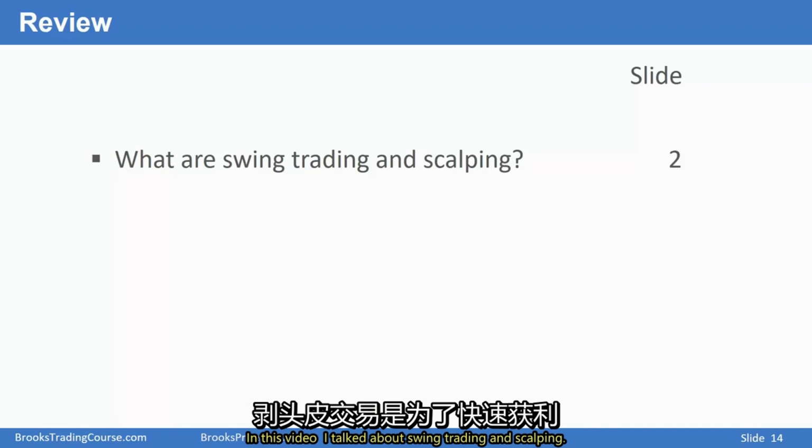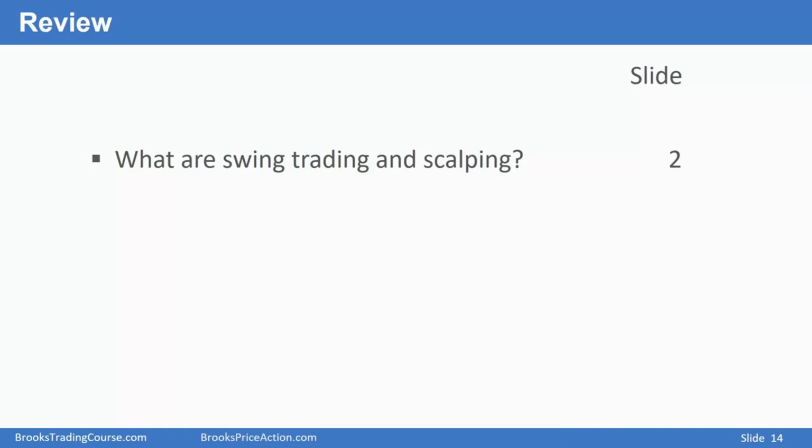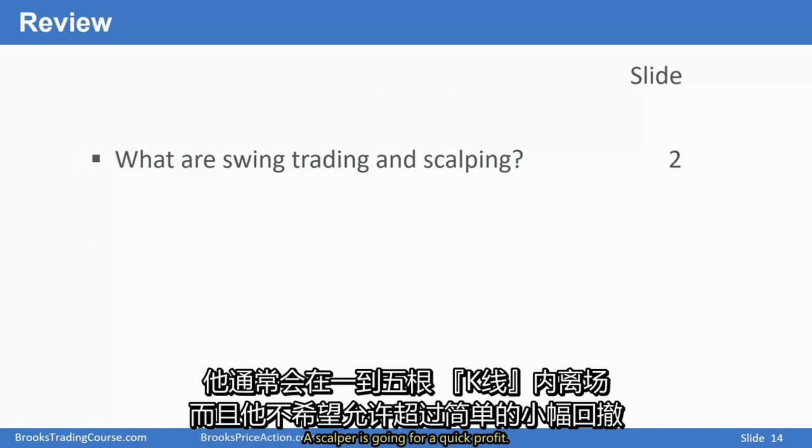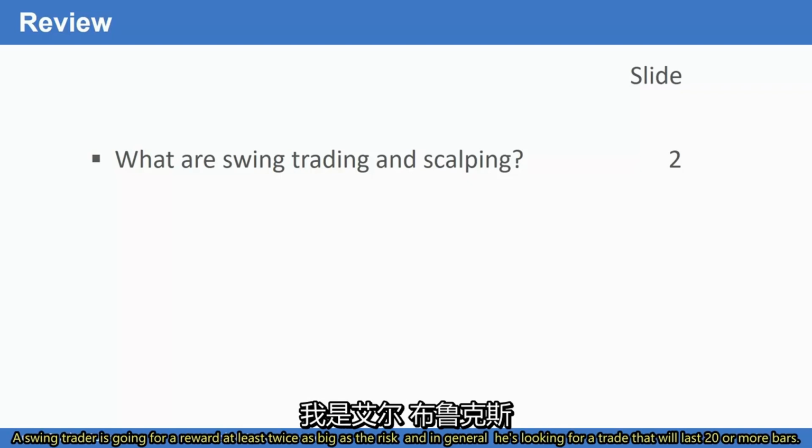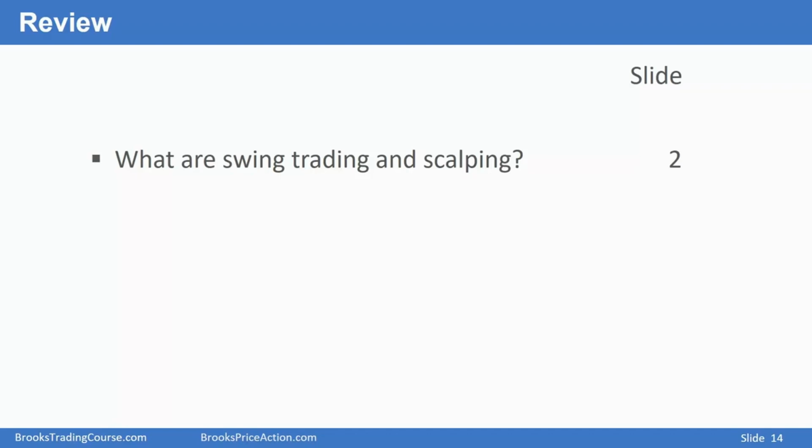In this video, I talked about swing trading and scalping. A scalper is going for a quick profit. He's usually going to exit within 1 to 5 bars, and he does not want to allow more than simply a small pullback. A swing trader is going for a reward at least twice as big as the risk, and in general, he's looking for a trade that will last 20 or more bars.